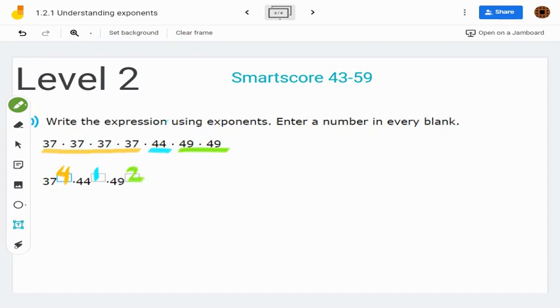So hopefully you're picking up on this. This is just a shortcut way, really, of writing out repeated multiplication. You can see what we have written down below is much more condensed compared to the original.